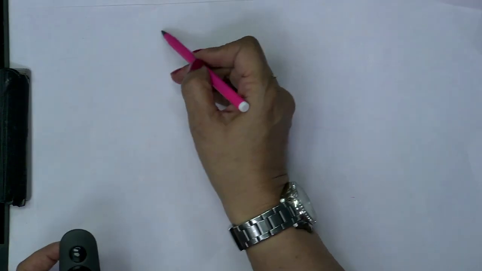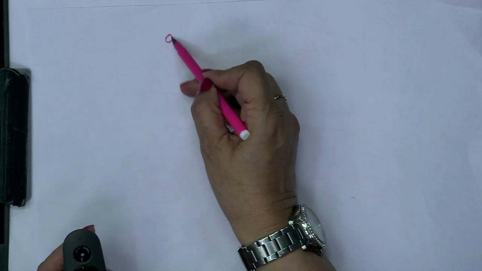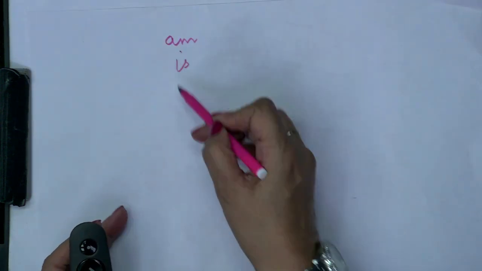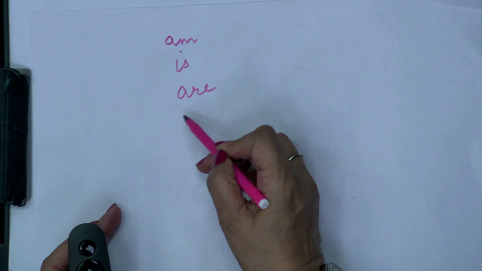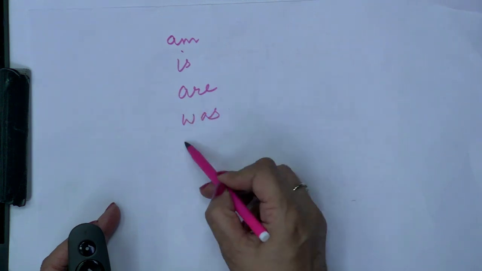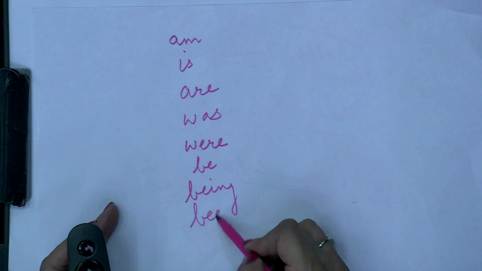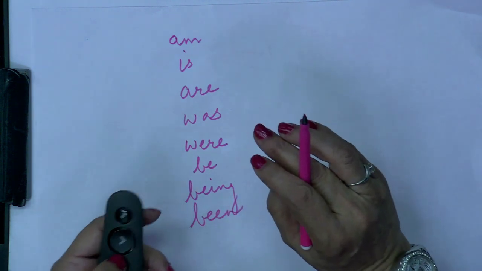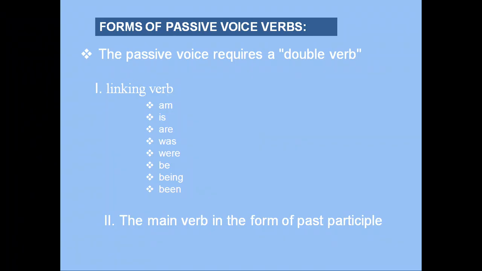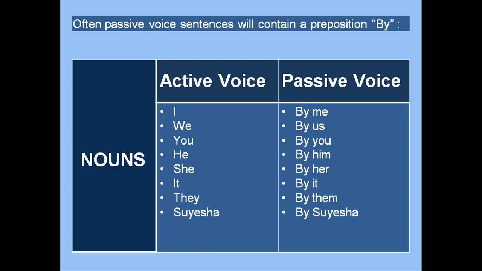Suppose the given words are am, is, are, was, were, be, being, been. These are linking verbs, and the second verb is the main verb in the form of past participle. So, the passive voice requires a double verb.